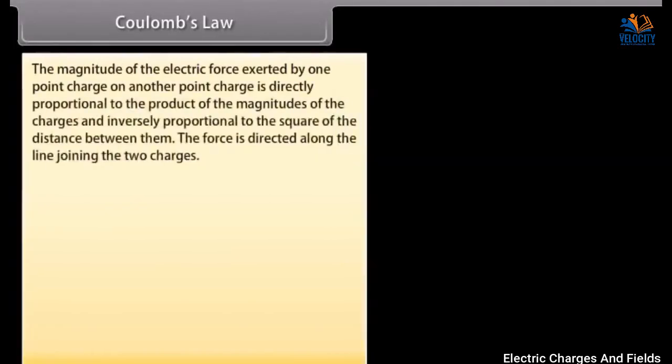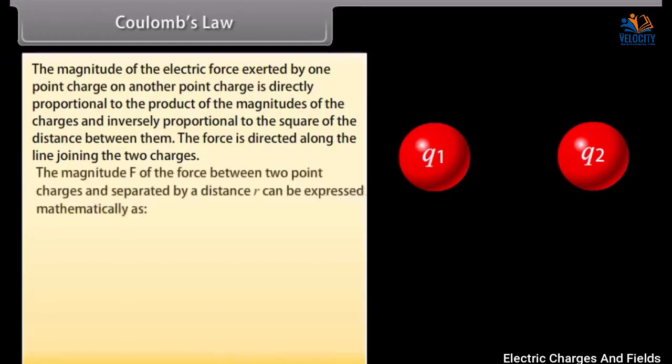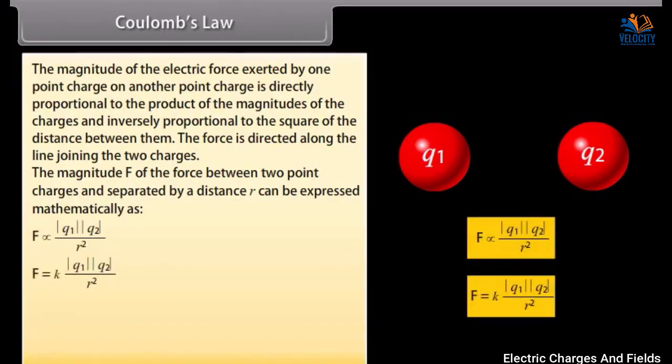Coulomb's law. The magnitude of the electric force exerted by one point charge on another point charge is directly proportional to the product of the magnitudes of the charges and inversely proportional to the square of the distance between them. The force is directed along the line joining the two charges. The magnitude F of the force between two point charges q1 and q2 separated by a distance r can be expressed mathematically as F = k |q1||q2| / r². Here, k is a constant of proportionality.